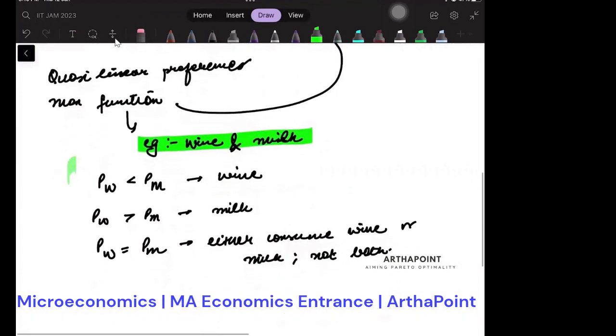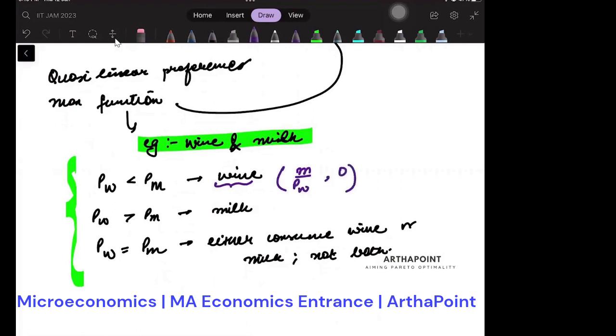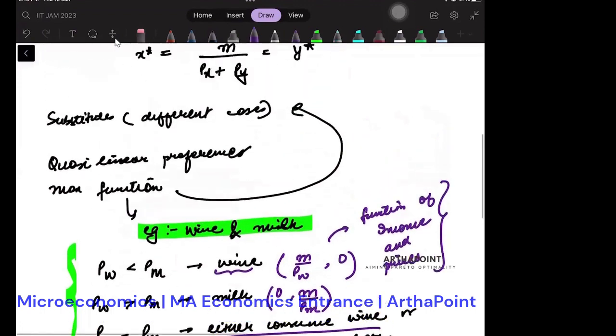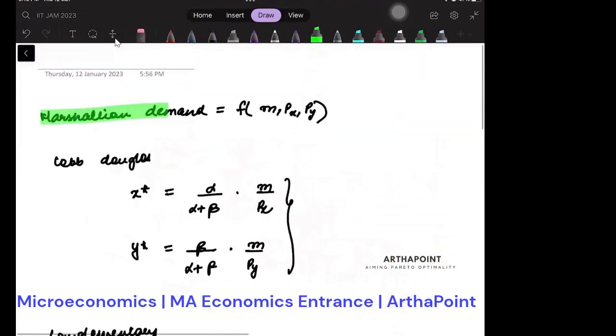Again, because it is just like substitute goods, you will either have the entire demand for wine, so M by PW units of wine and 0 units of milk, or M by PM units of milk and 0 units of wine, either milk or wine, but not both. So this is also a function of income and prices. In the simplest terms, the Marshallian demand is a function of income and prices. It depends on these two things.